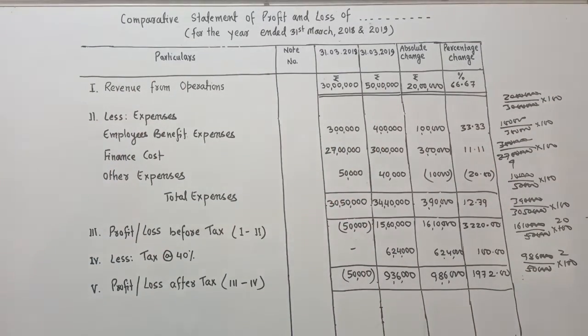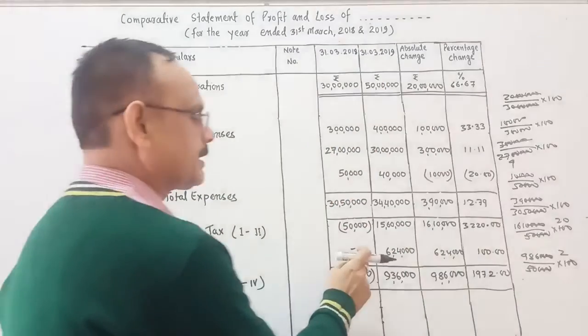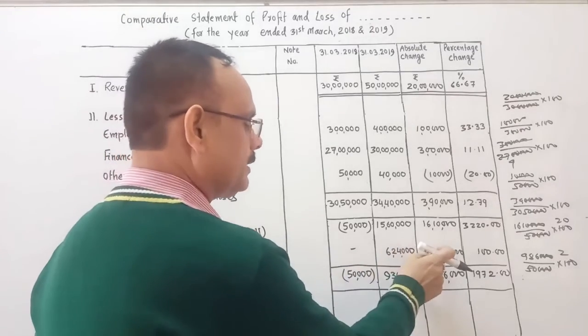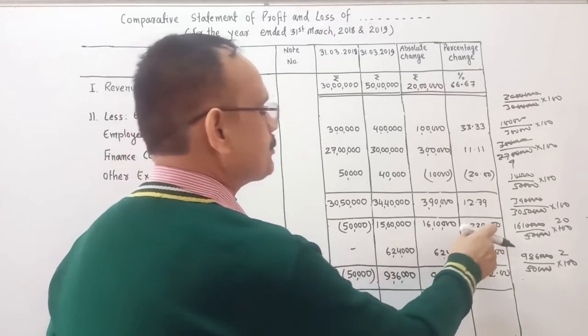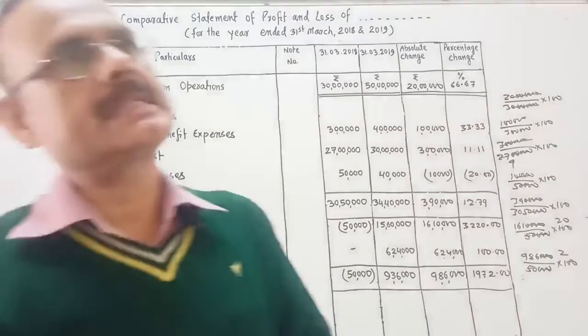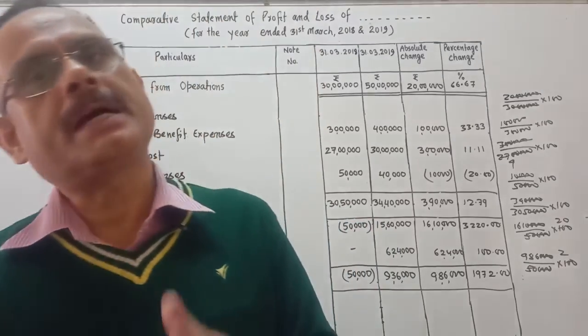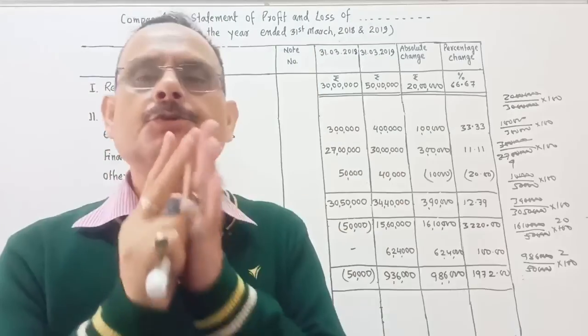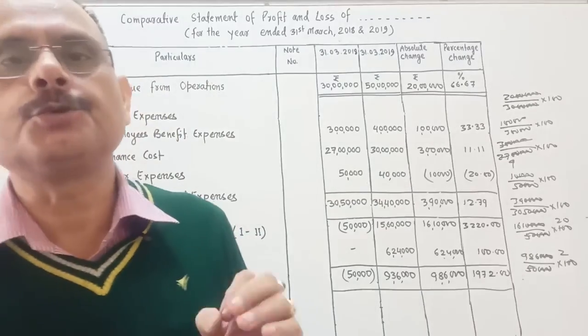So is it clear? Here for the percentage, last year there was no figure, so it is increased from 0 to this, which is an increase of 100%. So the comparative statement of profit and loss and comparative balance sheet is very easy to prepare.